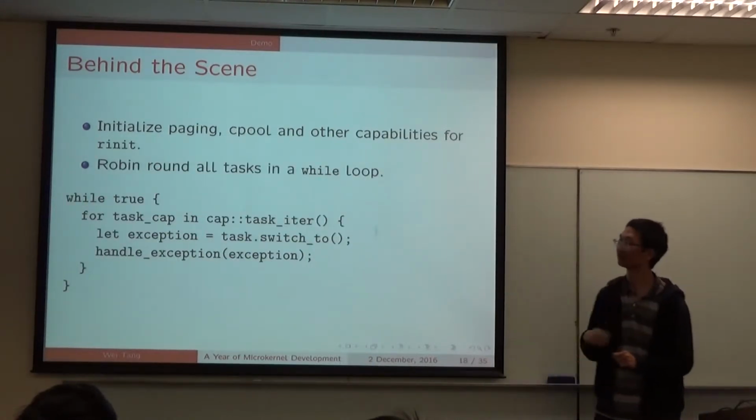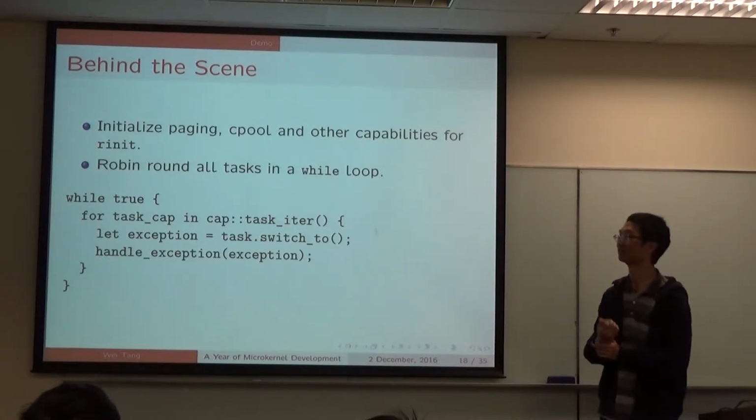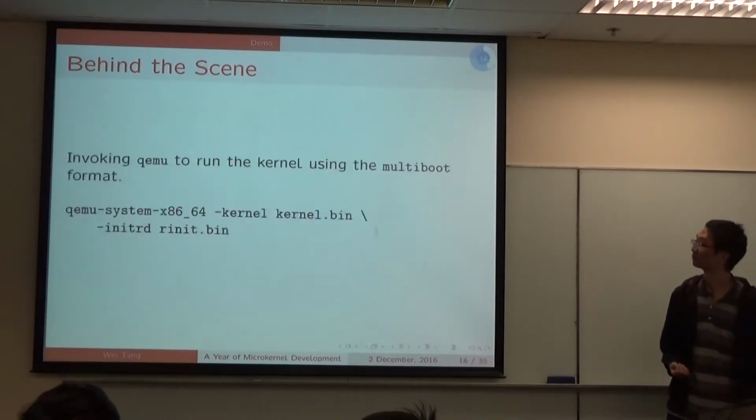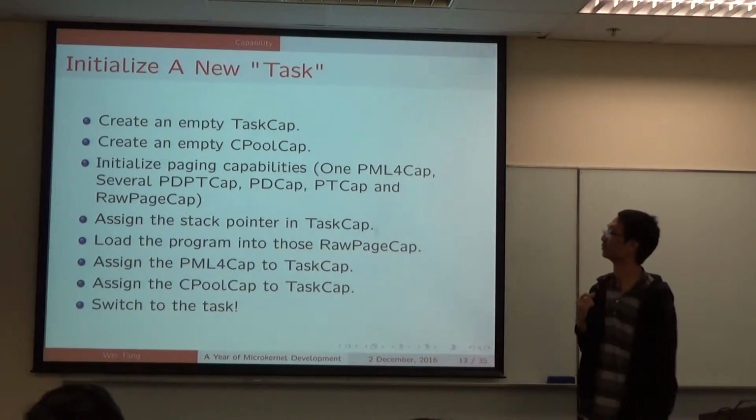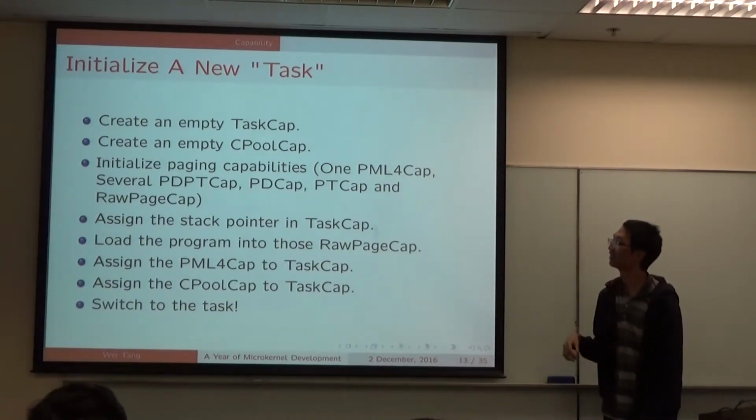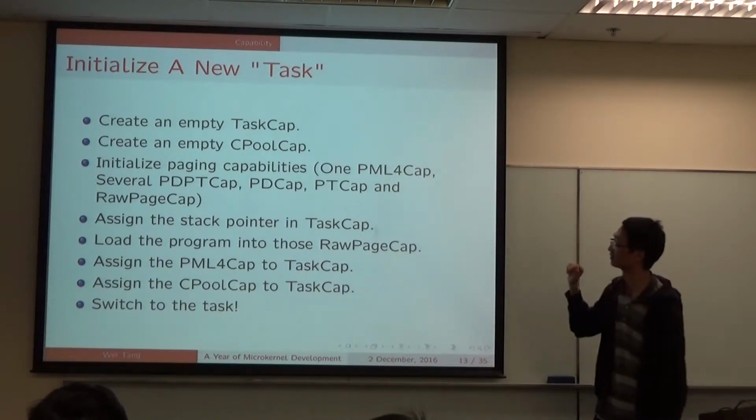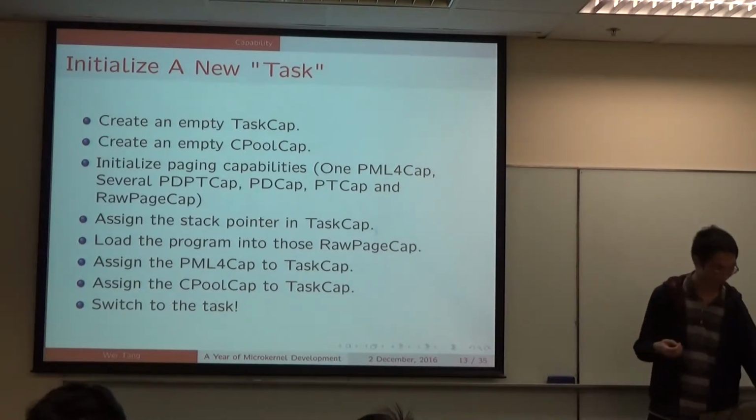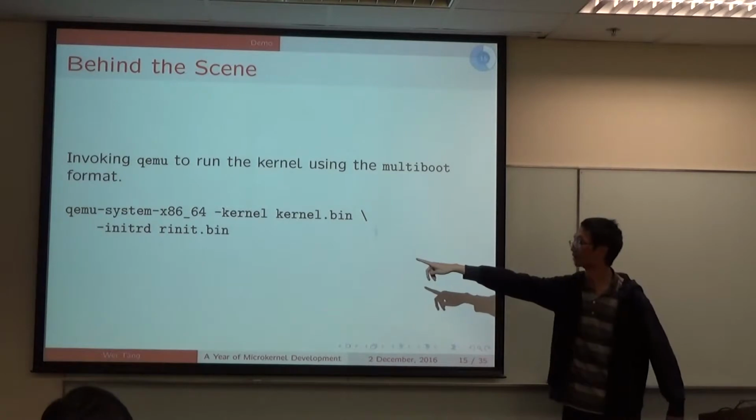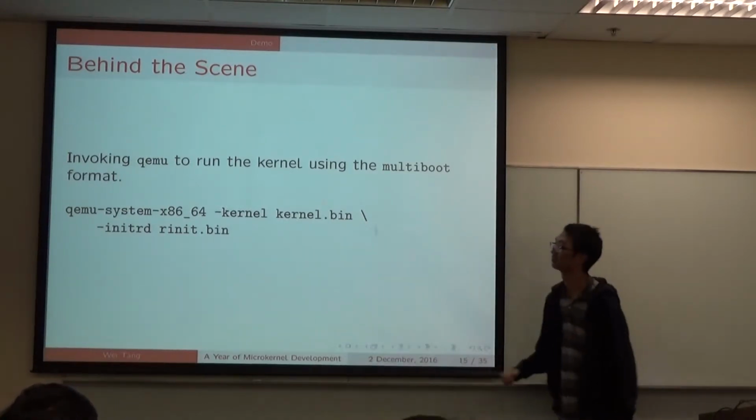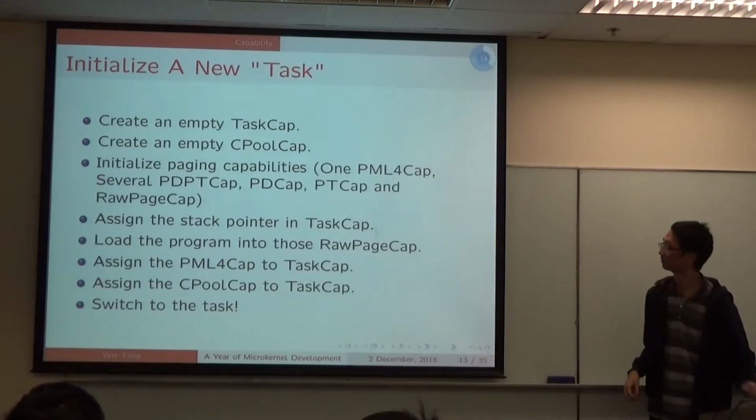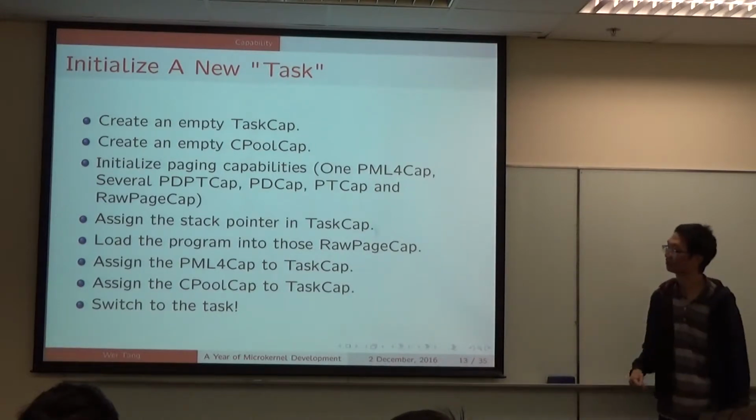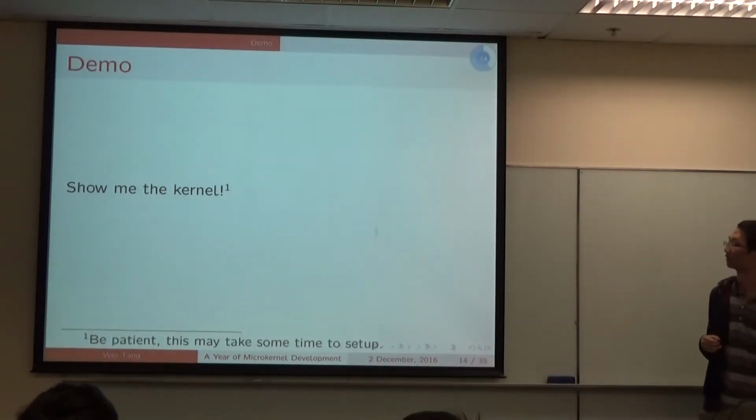So in this Kmain, I just do what you have just seen about creating a new process. So just, if you want to recap, just create a new task capability, create a SQL capability, and initialize all the paging, and assign the stack pointer and load the program. So the program is also in this init.rd. This is the program I'm going to load. And then get the program assignment and then just switch to this task.